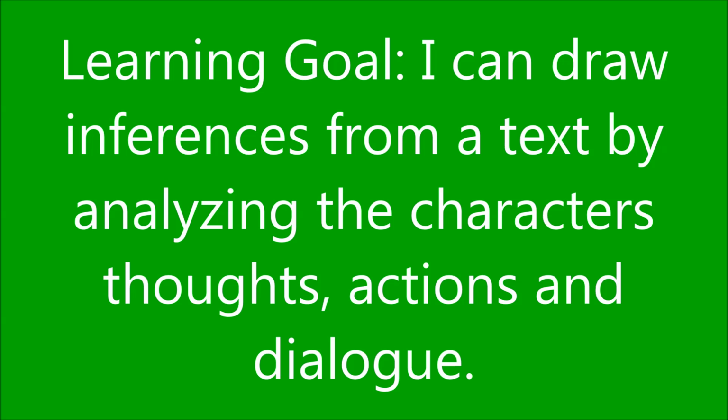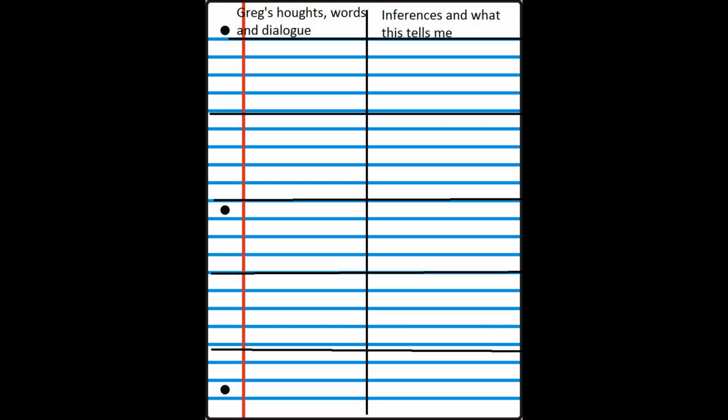So what I need you to do is get your reading journal out and get ready to create the anchor chart that we're going to make. As we read the story, we will try to make inferences based on the character's thoughts, words, and actions. So at the very top, you can put Greg's thoughts, words, and dialogue. I'm sorry, not actions, it's dialogue. And on the other side, you're going to put inferences and what this tells me. So I just draw a straight line down, make titles for the top, and have little boxes for when we track what the character is saying and doing.